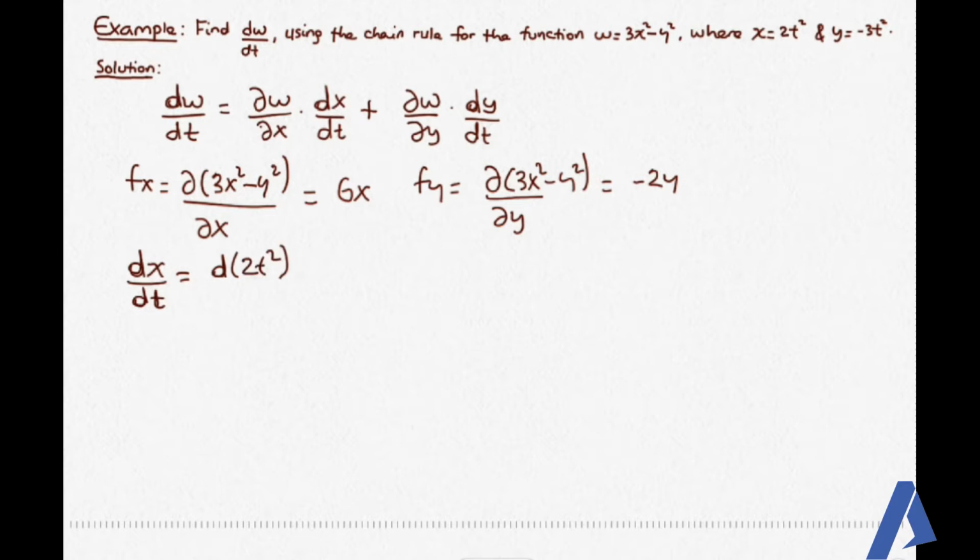2t square by dt this is equal to 4t. ከዛ dy by dt ደግሞ similarly minus 3t square by dt which is minus 6t.